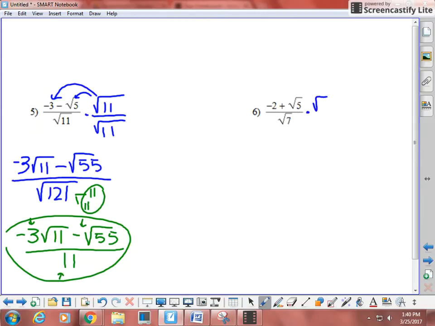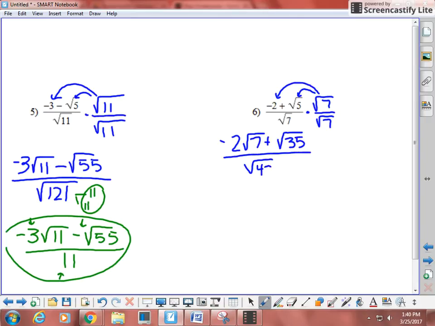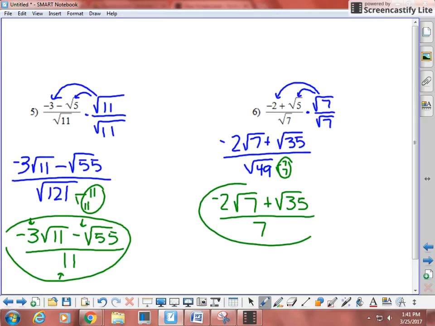Then our last one, square root of 7 over square root of 7. Same thing, I have to distribute this to both. So I have negative 2 square root of 7 plus the square root of 35. On the bottom, I have the square root of 49. 35 only breaks down into 7 and 5, so there's no couples to go with that. But 49, we know the square root of that is 7. So my answer is going to be 2 square root of 7 plus the square root of 35 all over 7. The end.